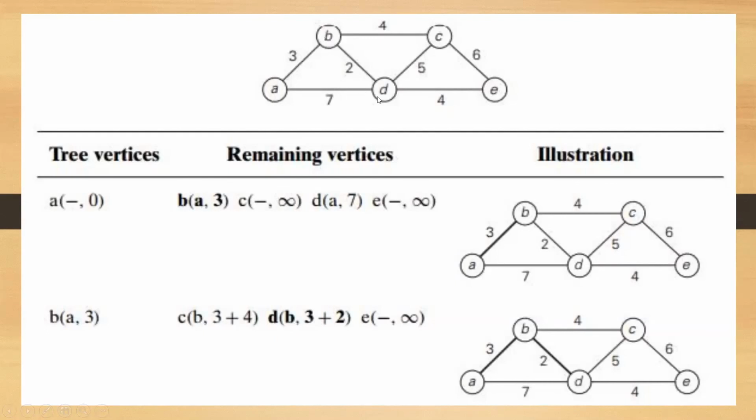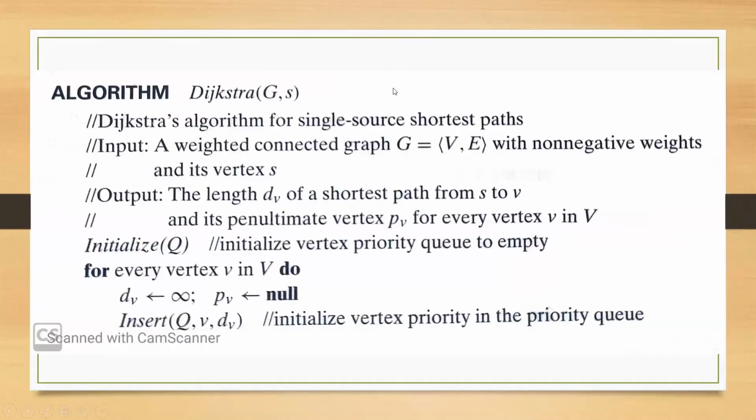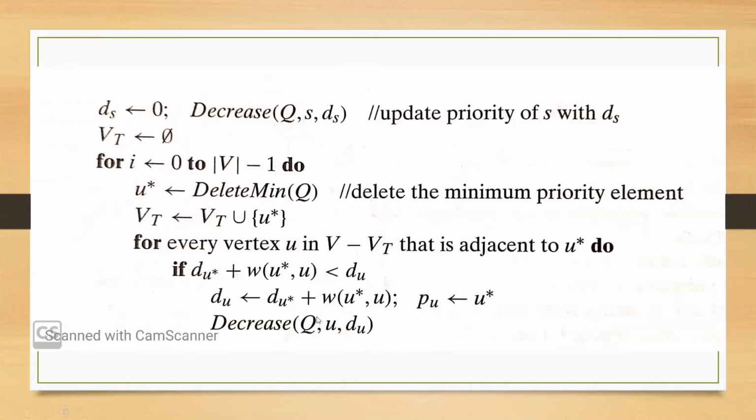Now the same thing has to be done with D also. So how to calculate: distance of U star, that is A, that is 0, plus weight of A to D, that is 7, 0 plus 7, whether it is lesser than distance of D. Yes, it is true, because distance of D is initially infinity and 7 is lesser than infinity, therefore you have to update the distance of D. So that is what has to be done in this for loop.